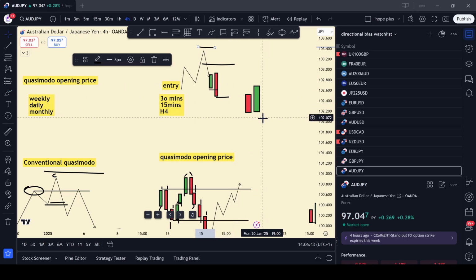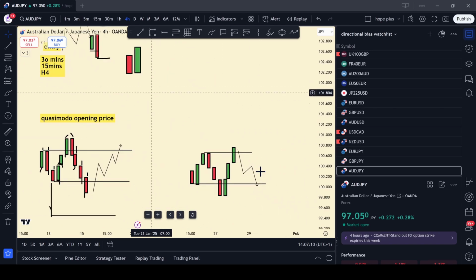Now, for the bullish engulfing, you have a red candle, then you have a bullish candle that swallows the red candle, including the wick. In that case, you have an engulfing. In short, once you see a green candle that closes above the wick of the red candle, that is an engulfing candle.